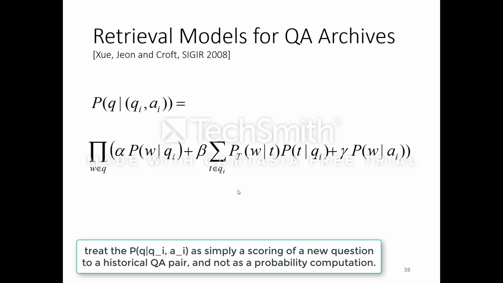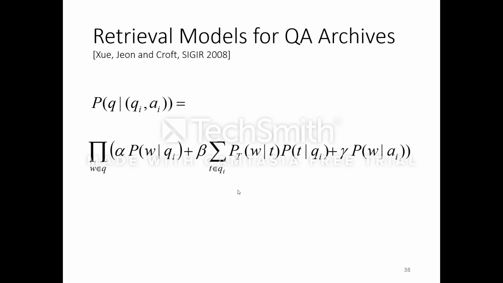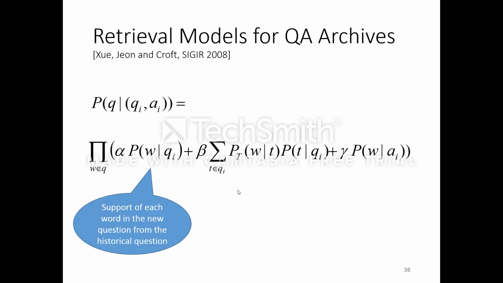So don't be intimidated by this equation. It's fairly simple. We look at it part by part. You have an outer product form, which is basically a product over the words. Each term corresponds to a word in the new question. And the probability of W given Qi is the support of the word W from the historical question Qi, which is estimated in a model similar to language models for information retrieval.